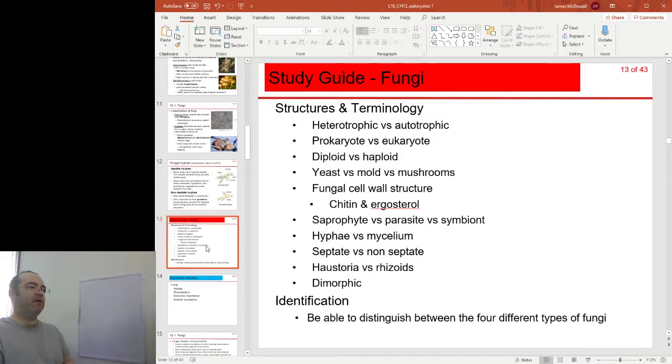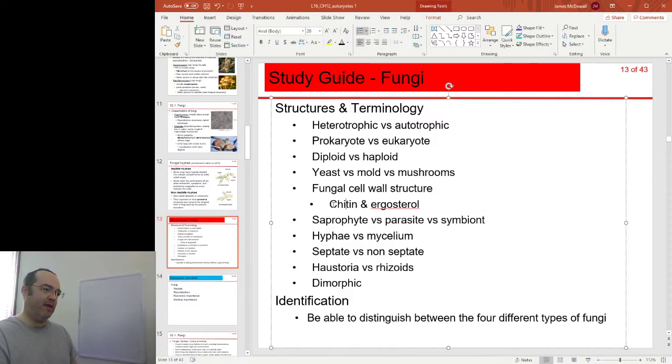Okay, so on to the study guide for this first section. What does it mean to be heterotrophic or autotrophic? What does it mean to be prokaryotic versus eukaryotic? What does it mean to be diploid versus haploid? For a fungi, what does it mean to be a yeast versus a mold versus a mushroom? What is unique, and what is the basis of fungi being separate? It's their cell wall structure, chitin in the wall, and ergosterol in the membrane. So fungal cell wall and membrane structure.